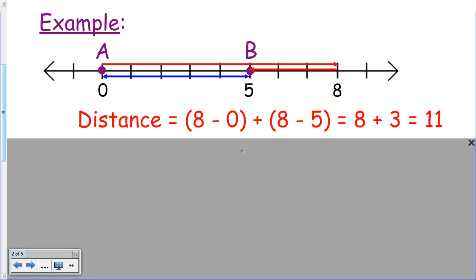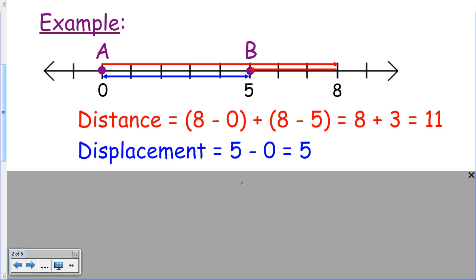On the other hand, you can see the blue arrow there is indicating the displacement. Displacement doesn't worry about the path that you took to get there. It just worries about where you started, where you ended, and what's the length of that path between A and B. And so if we measure the length between A and B, between your final and your initial position, 5 minus 0, that gives you a value of 5. So the displacement there would be 5. Okay, that's the difference there between distance and displacement.